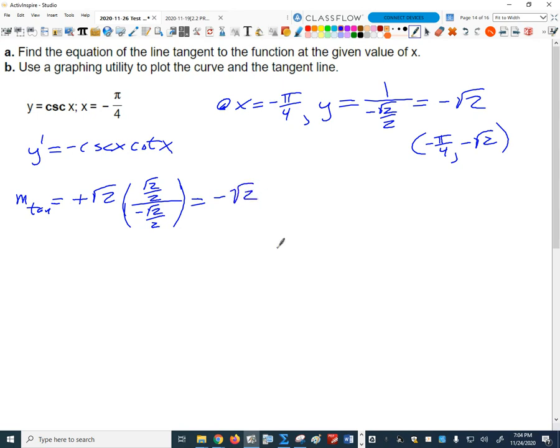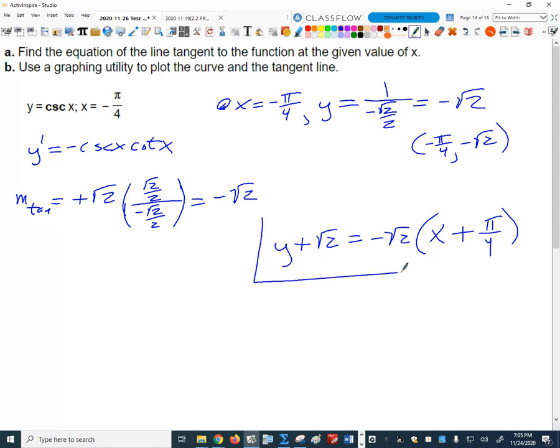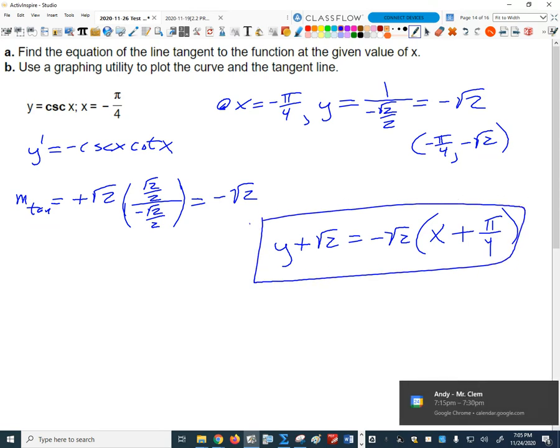So point slope gives us y minus negative square root of 2, there's my y1, equals m times the quantity x minus x1, which is negative pi over 4. So I get x plus pi over 4. There's my answer, the equation of the line. We could solve for y if we wanted to, but that's adequate.